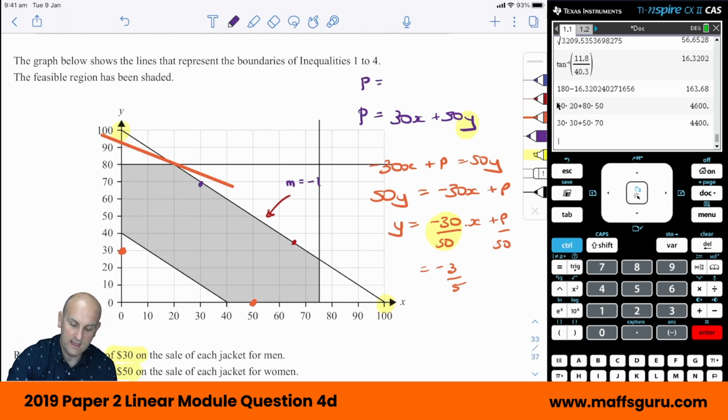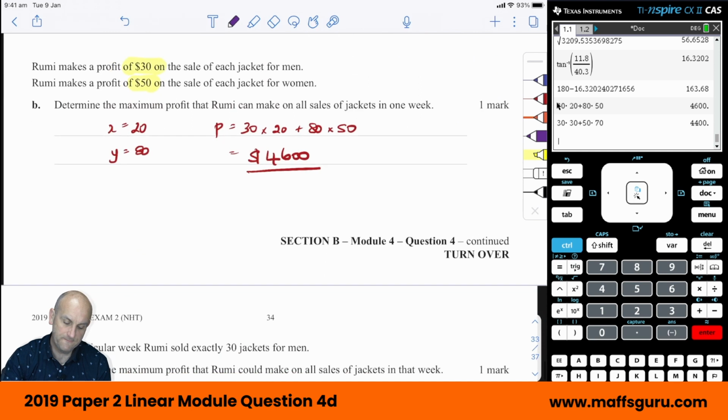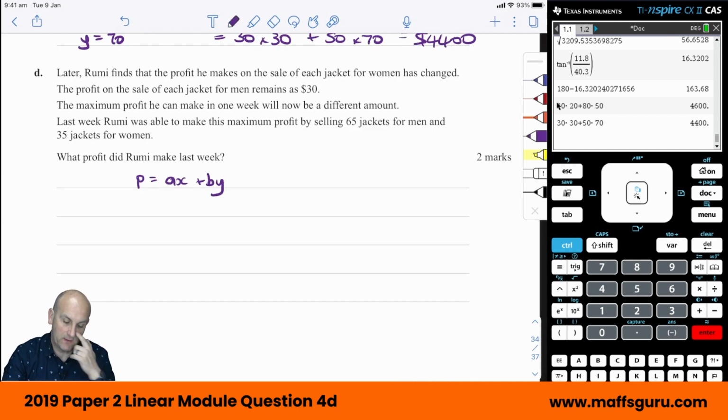Well, if we have P equal to ax plus by, we know the profit function is ax plus by, but because we know this has a gradient of -1, that basically means the values of a and b must be the same. Otherwise you're not going to get a gradient of -1, because when we do a divided by b, if they're not the same, it's not going to give me 1. They've already told me the profit on the men's jackets is $30, which means the women's jackets are also going to be $30. So P in that situation is now going to be 30x plus 30y.